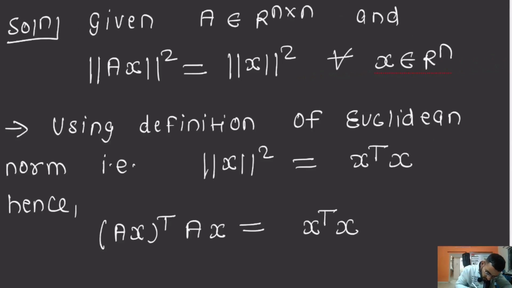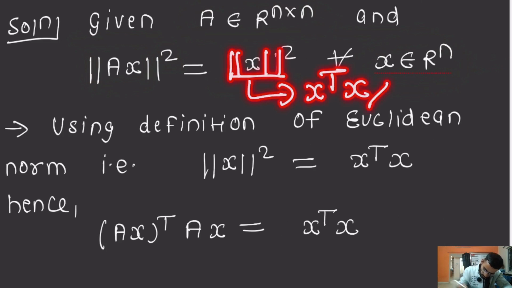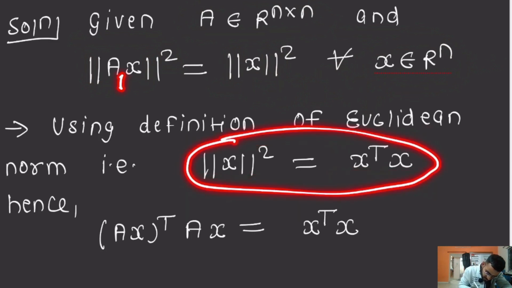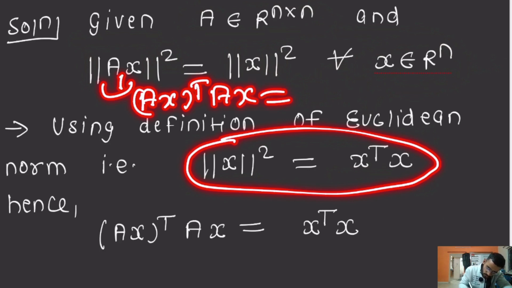We have a given matrix A, which is an n cross n matrix, and we have norm of Ax squared equal to norm of x squared for all x belonging to Rn. This norm is the Euclidean norm, so norm of x squared can be written as x transpose x. Using this property, we can write this as (Ax) transpose into Ax is equal to x transpose x.